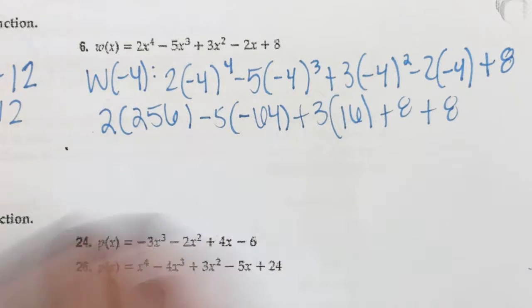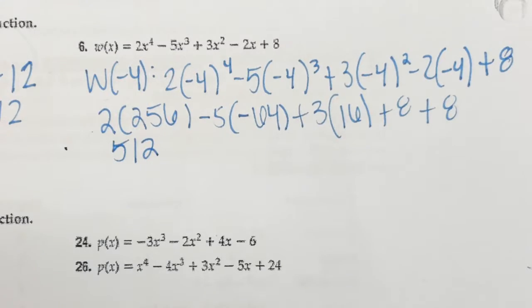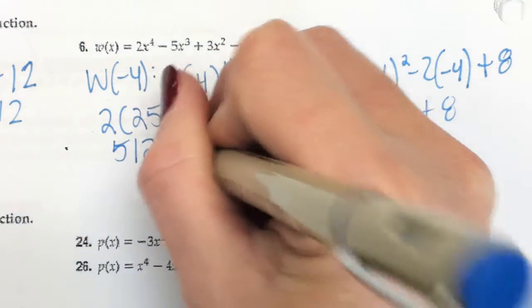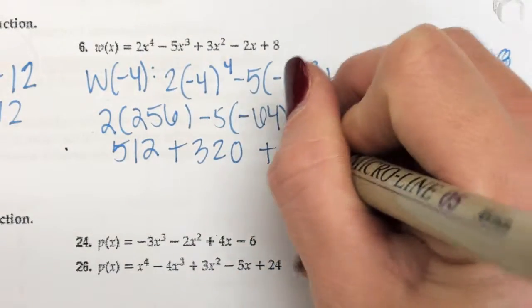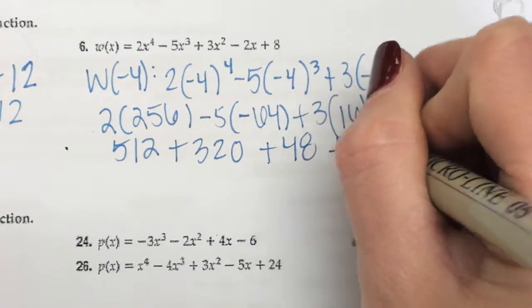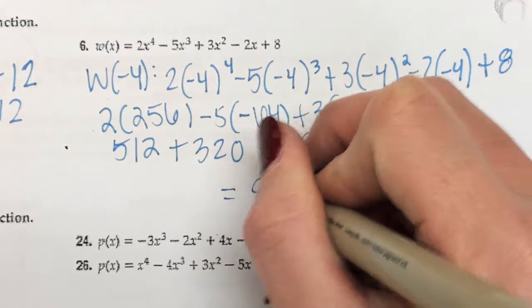Alright, start by multiplying. So 2 times 256, it's going to be 512. -5 times -64, that's going to give you a positive 320. 3 times 16, it's going to be 48. And 8 plus 8 is 16. And now we just add all of these together. Go ahead and do that on your own. Should have gotten 896.